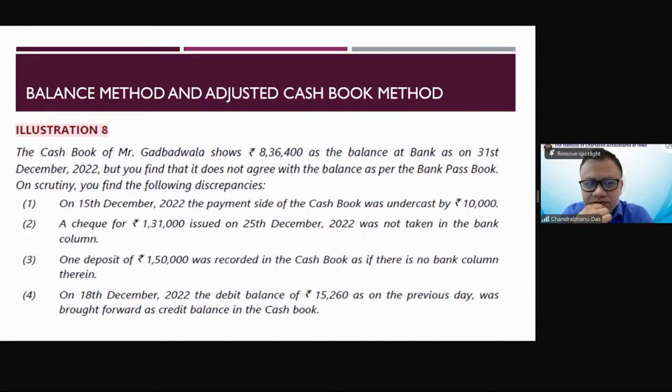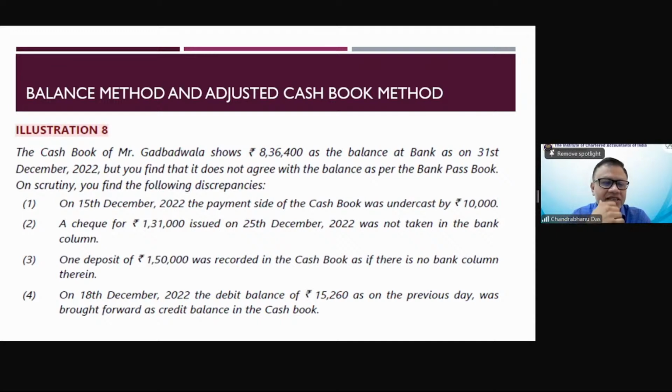Sir, the second one: a check for 1,31,000 issued on 25th December. It was a timing error. A deposit of 1 lakh was recorded in the cash book, but not recorded. Timing error. Okay. Why do you think it is a timing error? Because, sir, it was not recorded on 31st December.